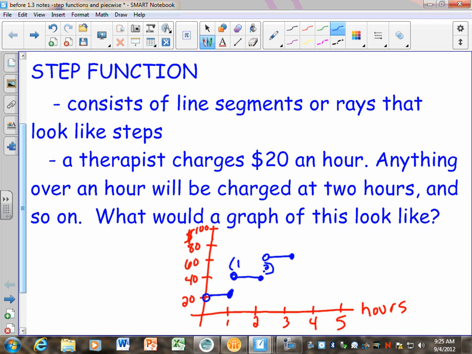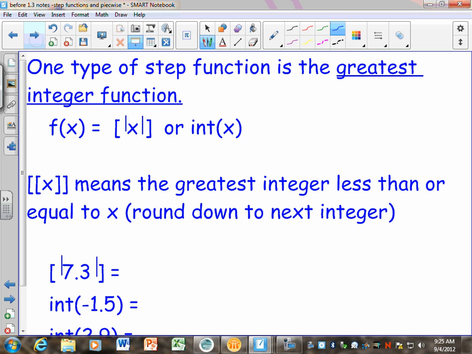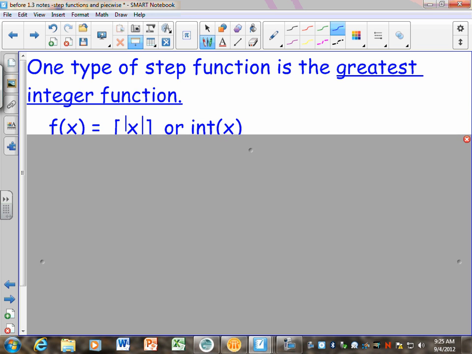No, it's a step. There's definitely a discontinuity in between there, yes. Because nothing happens in between here. It jumps from 20 to 40. You would never get charged $30 at this therapist's office. It jumps, which is why it's called a step function. What we're going to talk about is a special type of step function in algebra called the greatest integer function.